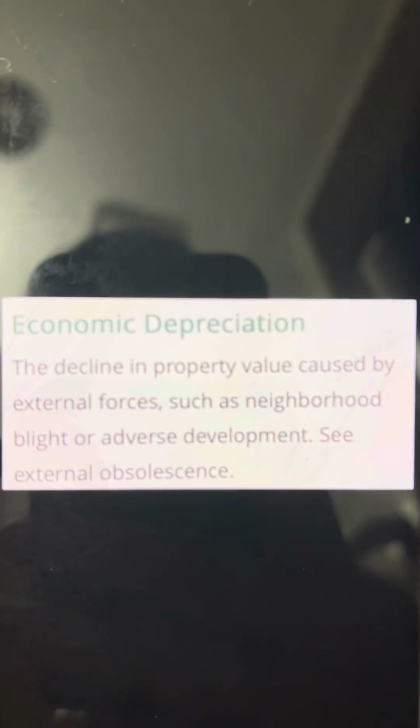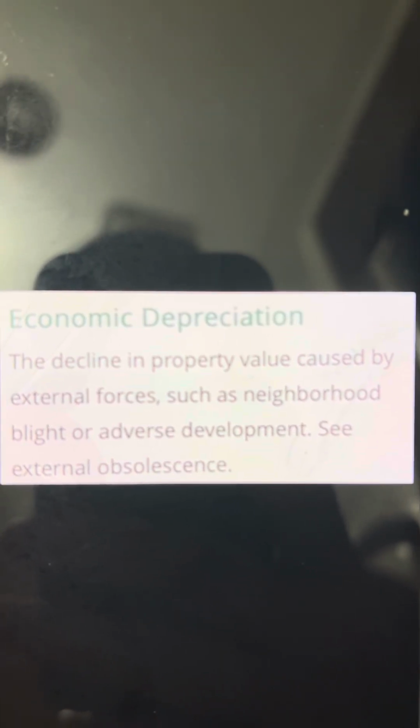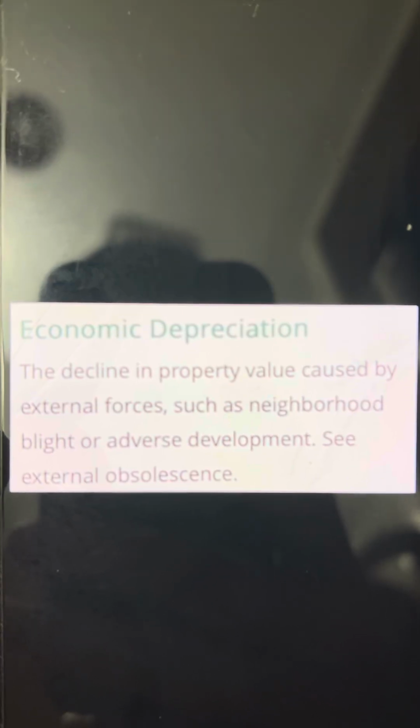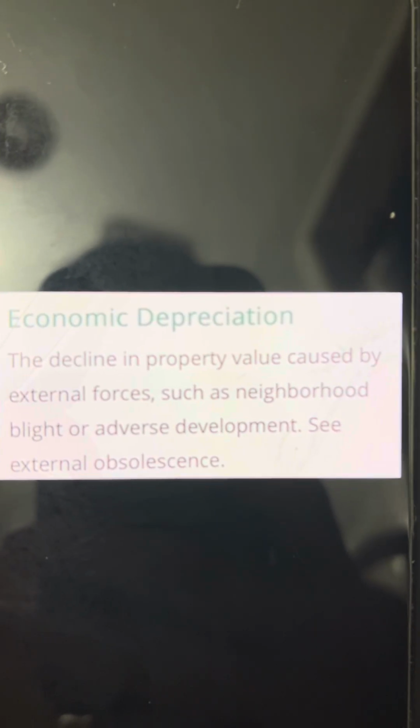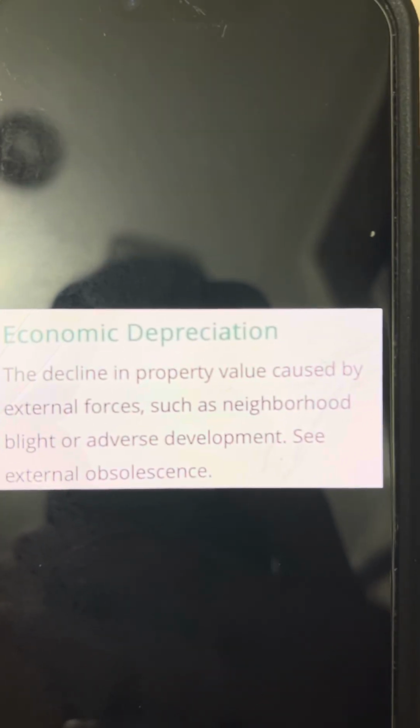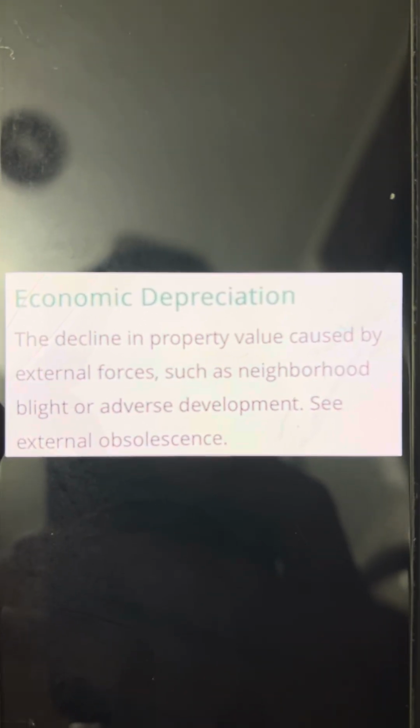Number 3, economic depreciation. The decline in property value caused by external forces such as neighborhood blight or adverse development. See external obsolescence.